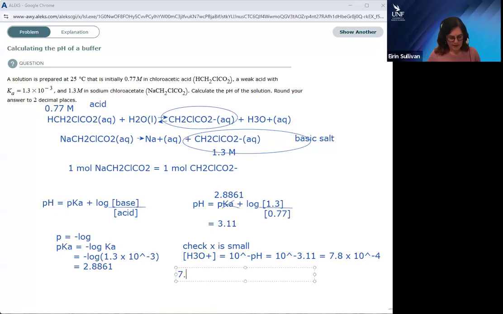So 7.8 times 10 to the power of minus 4. So that's how much hydronium's actually ionized out of the concentration of my weak acid times 100 to convert to a percent, and that comes out as 0.1% ionization. So way less than 5%, very small amount of ionization. So the Henderson-Hasselbalch equation is perfectly appropriate to use.